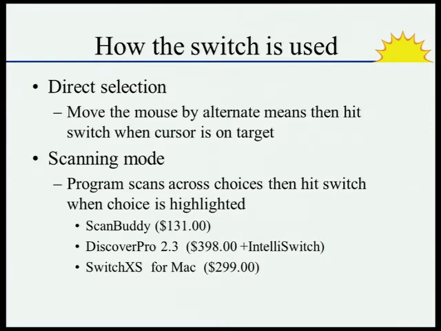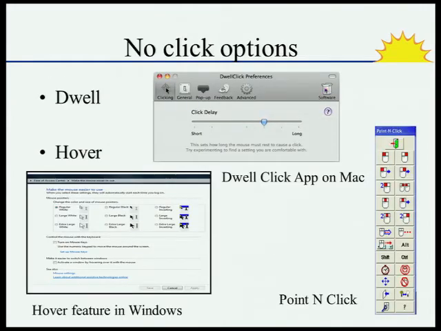And again, with scanning, there are two different ways you can use a switch. You can move the mouse to where you want, then directly select it, or you have some other way of having the mouse go where you want, and then you scan across, which isn't direct selection. Then there's no-click: if you can't do the click, you can set it up so that wherever you move the cursor on the screen, it will then click for you. And these are within the systems themselves, and Point and Click is a free download.